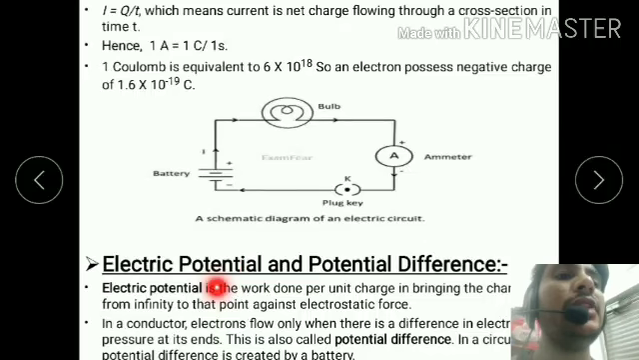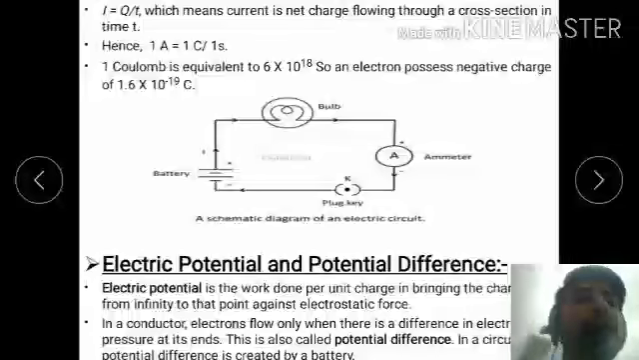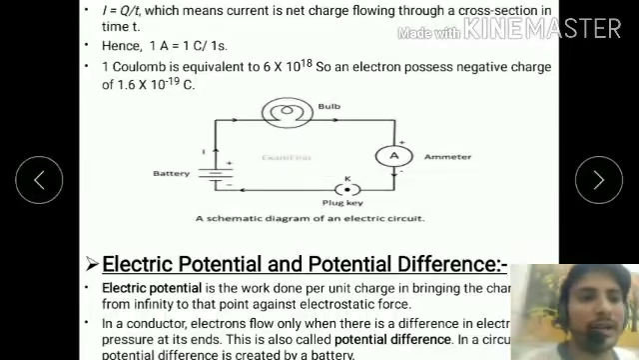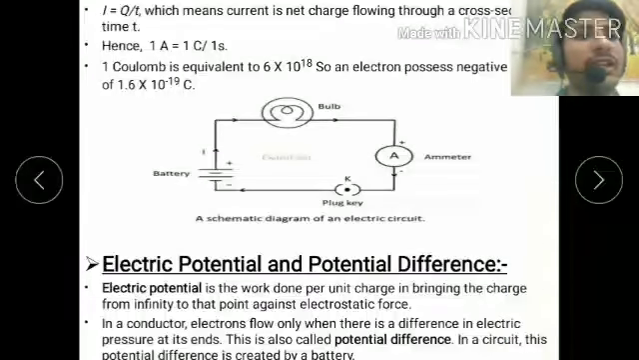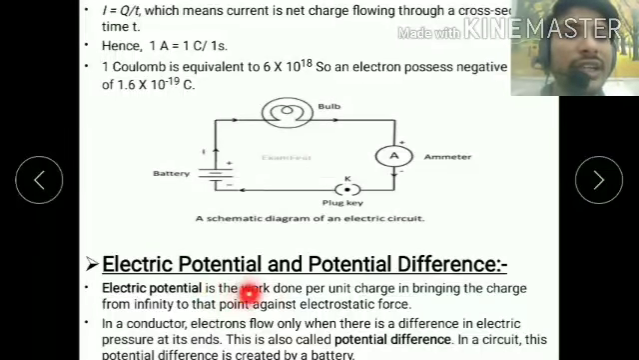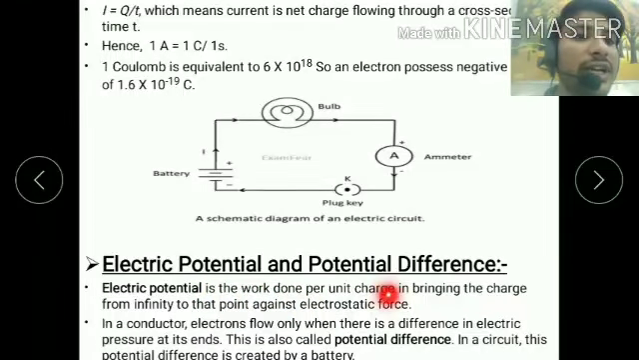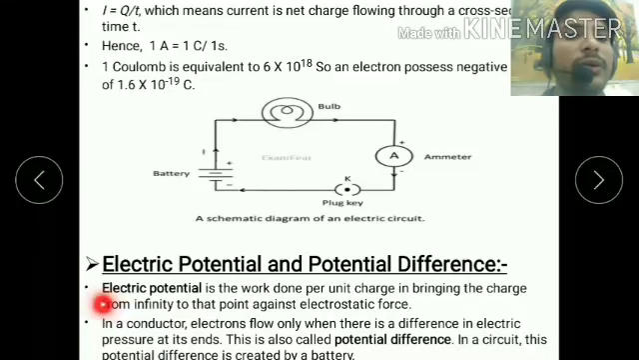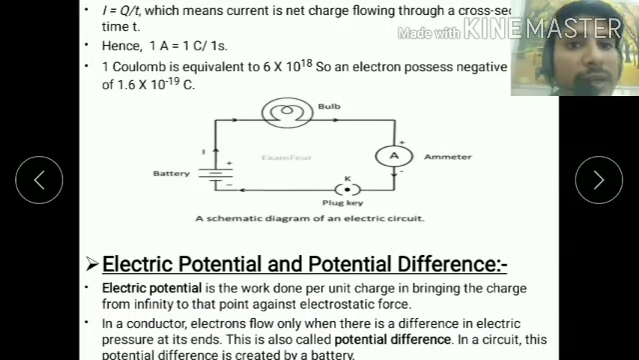Okay. Now, electric potential and potential difference. What is the meaning of electric potential and potential difference? Just see it. What is the electric potential? Electric potential is the work done per unit charge in bringing the charge from infinity to that point against the electrostatic force.